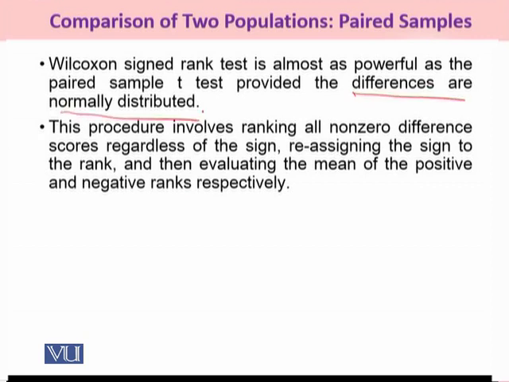This procedure involves ranking all non-zero difference scores regardless of their sign. So we ignore whether the differences take a positive or negative sign. Once we are done with that, we reassign the signs to the ranks and then evaluate the sum of the positive ranks and of the negative ranks. Through this procedure, we can compare the two population parameters as far as paired data are concerned.